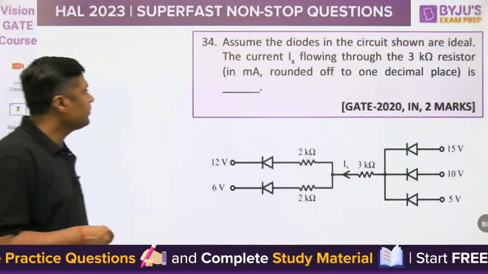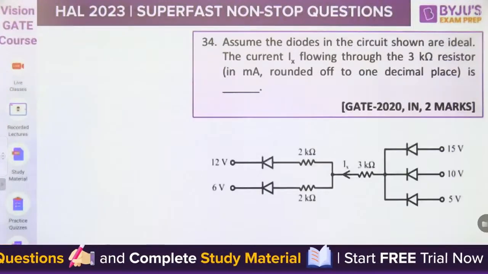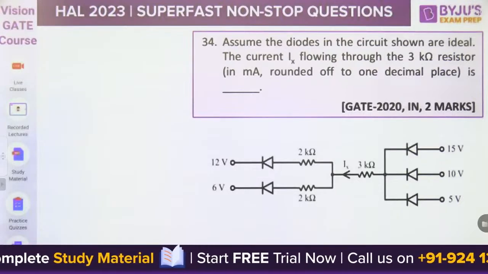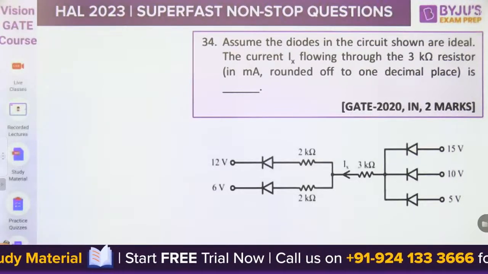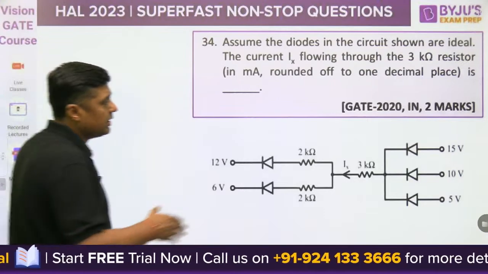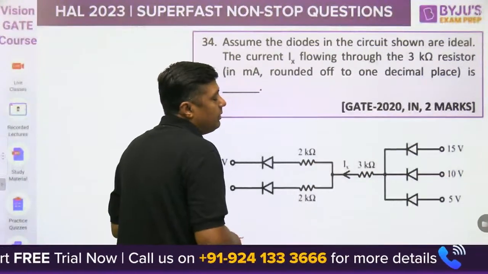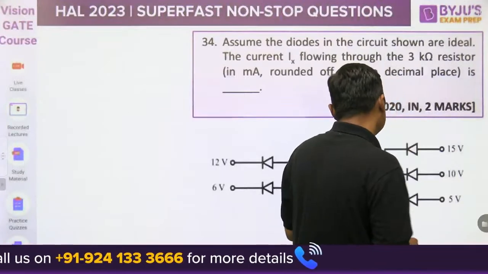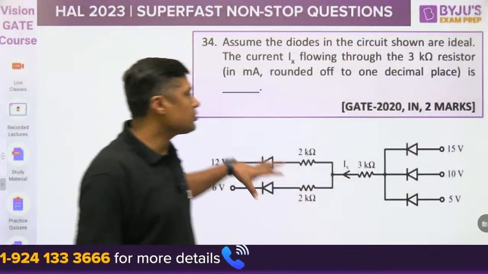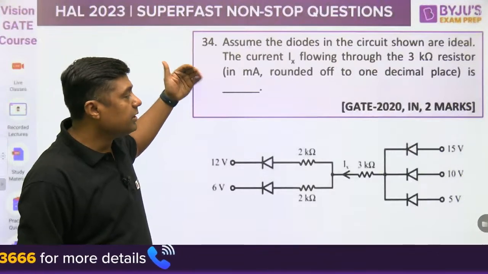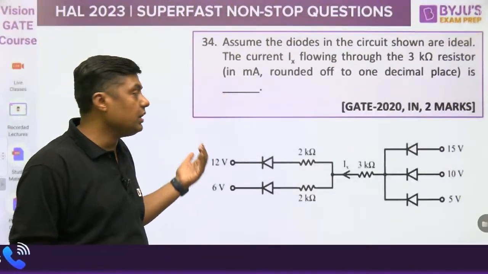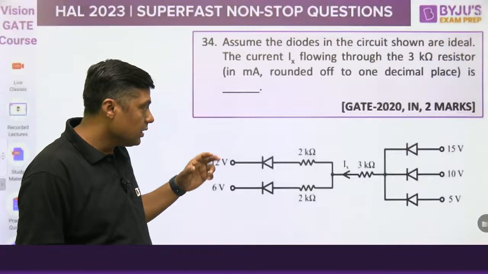Okay, tell me. Now what is the answer for the next one? Assume the diodes in the circuit are ideal. The current Ix, this is the current Ix. Right, tell me what is the answer? This type of question is a 1 mark question in GATE, but it could also be a 2 mark question in the GATE examination, and quickly you can solve it.